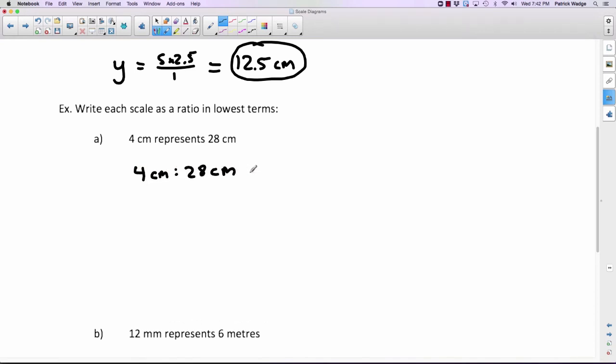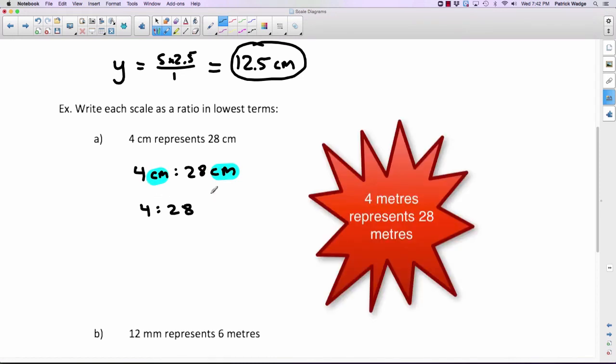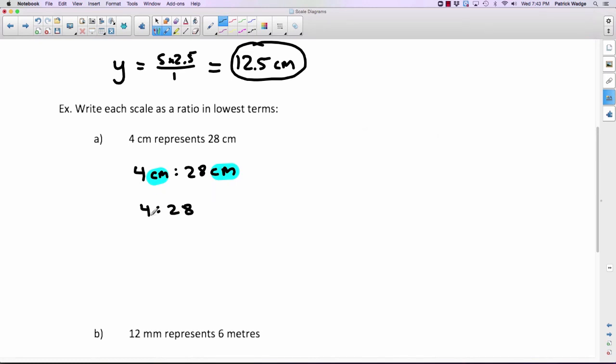Now, there's two things that have to be true. One, they need to have the same units. So in this case, we have centimeters and we have centimeters. Hey, that's great. They have the same units. You know what you can do if they have the same units? Get rid of them. 4 to 28 can now be our ratio. So what this means is not only does 4 centimeters represent 28 centimeters, but 4 meters also represents 28 meters, and 4 kilometers represents 28 kilometers. So we can just put 4 to 28, and that'll show that 4 of any unit represents 28 of the same unit. So that's good.